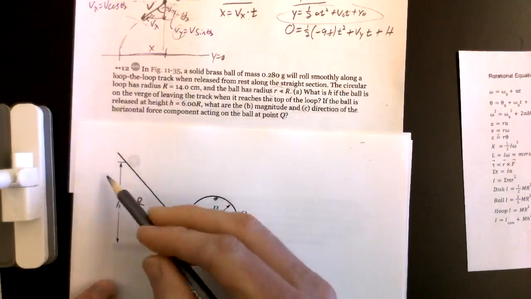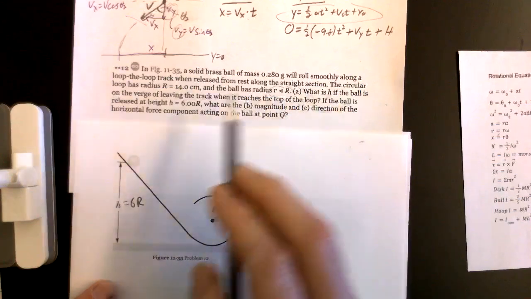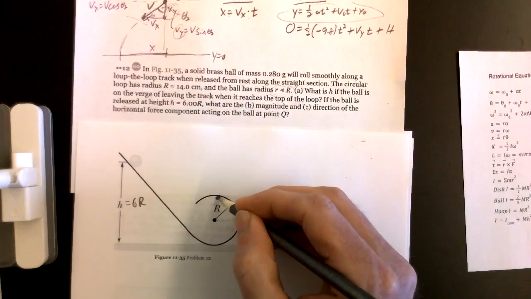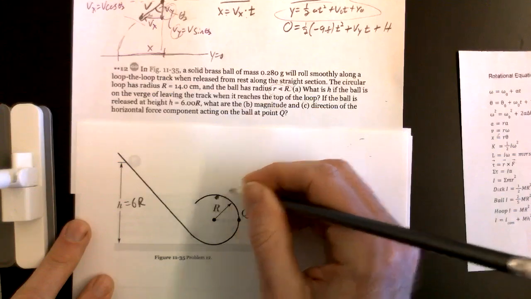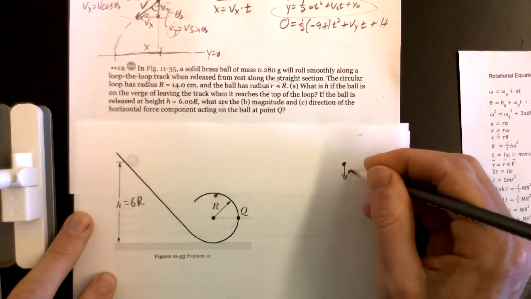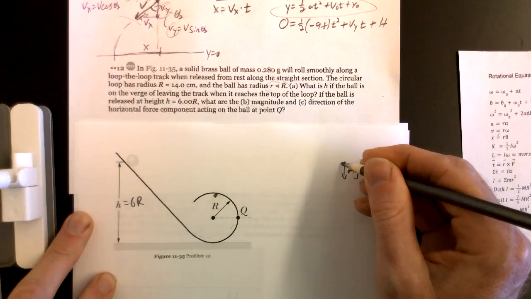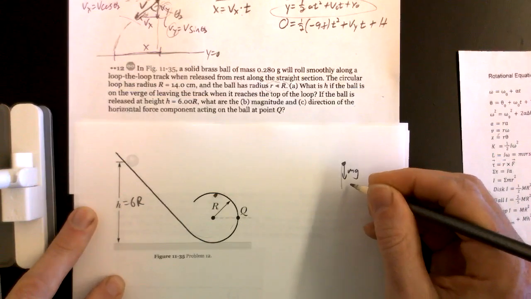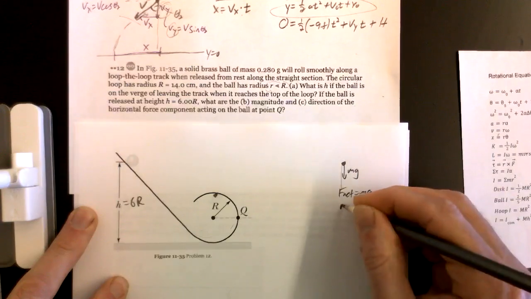It says, what is the height h? What is h if the ball is on the verge of leaving the track when it reaches the top of the loop? So we're going to deal with the ball right here, and when something's on the verge of leaving the track, that means that there's no normal force. So at that point, the free body diagram is just going to look like this. It's just mg down with no normal force at all. If you're going faster, there'd be a bigger normal force pointing down, but there's no normal force right here. So if I write a net force equation, F net equals ma, I just get mg.